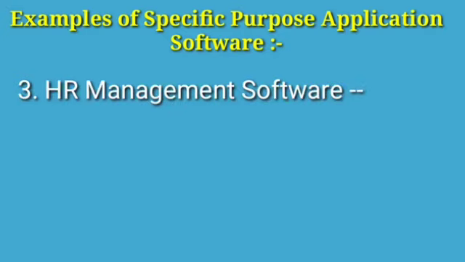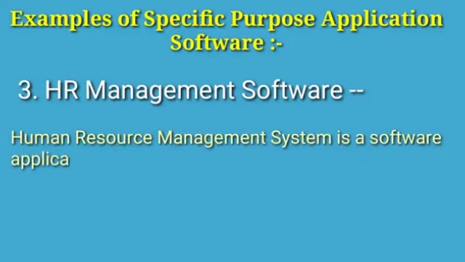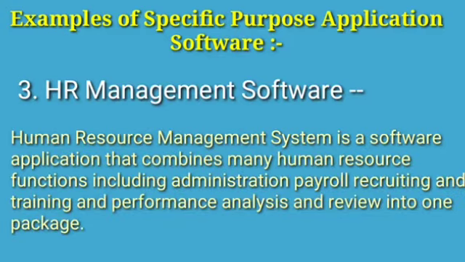Moving further, there is HR management software. There are two parts of this software, basically related to the attendance and payroll system of the employees. HR means human resource management software, which combines many human resources functions related to administration, payroll, and recruiting of employees, meaning hiring the employees, training of the employees, or performance analysis of the employees. So this kind of software is designed for a specific purpose related to the management of the employees of a particular company or organization.